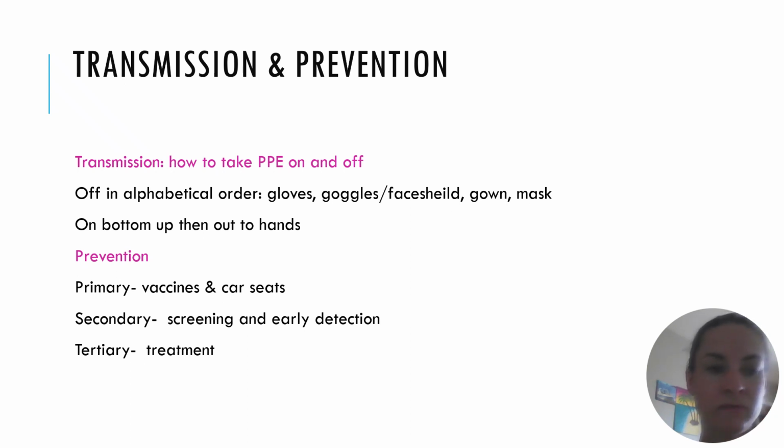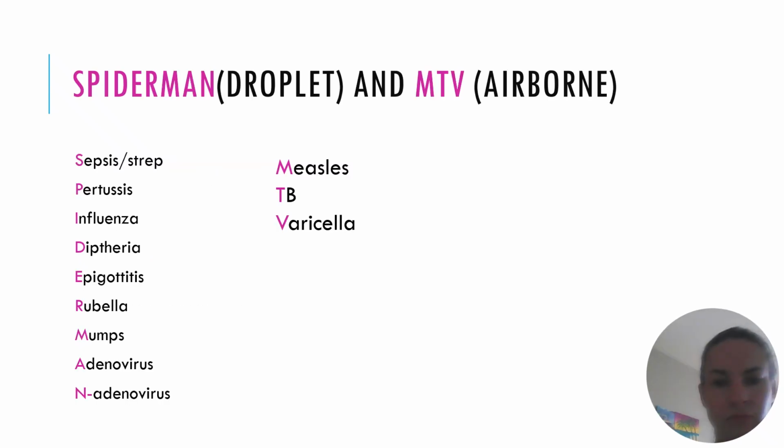All right, and then for prevention, she went over primary, secondary, tertiary. And she gave us a mnemonic for droplet and airborne precautions. So I'm going to put that on the next slide, so you guys can see that. All right, guys, so here's what I was talking about. So for Spider-Man, the A and the N are both adenovirus. Just wanted to let you know that's not a typo. That's how she had it.